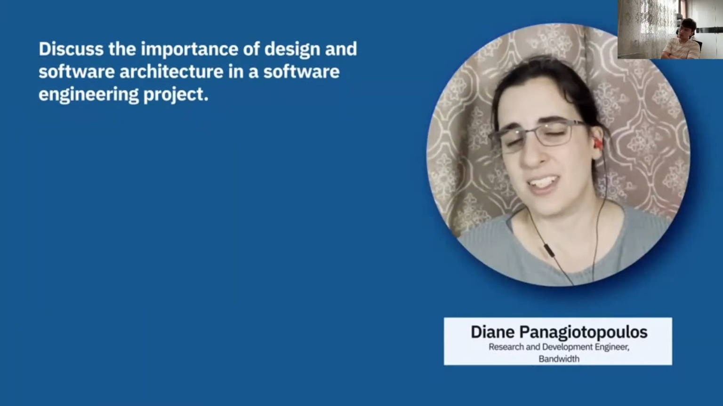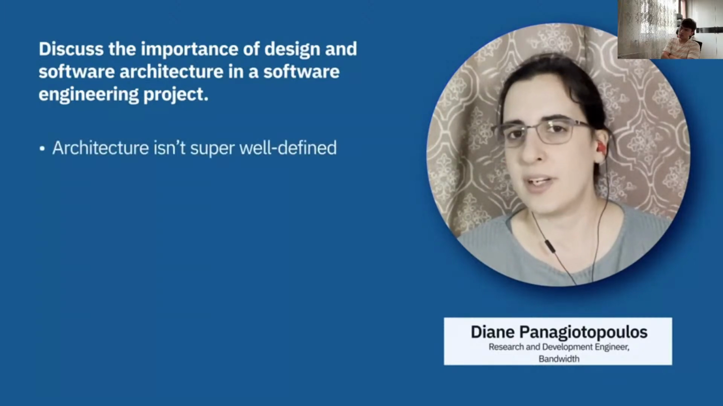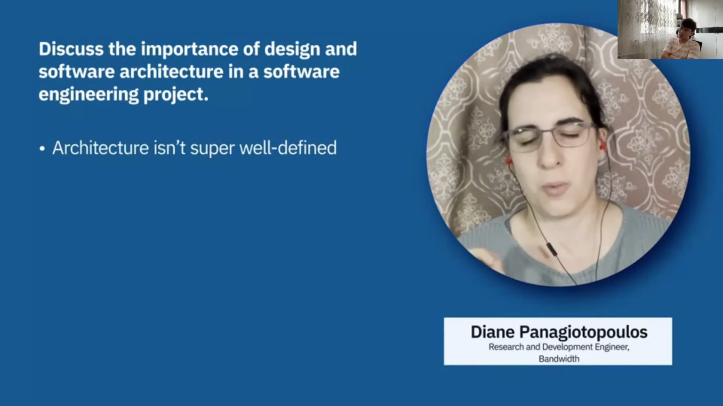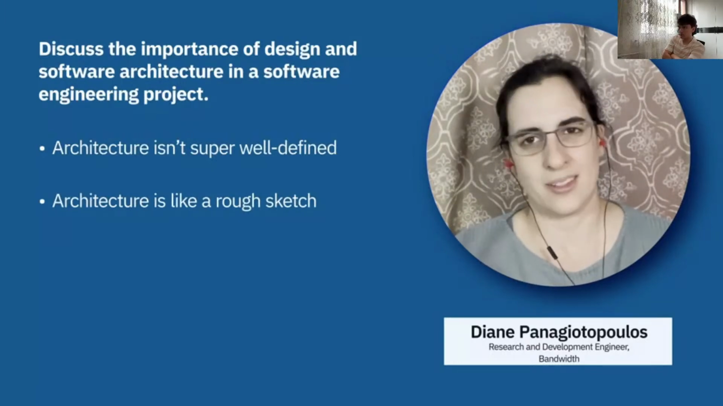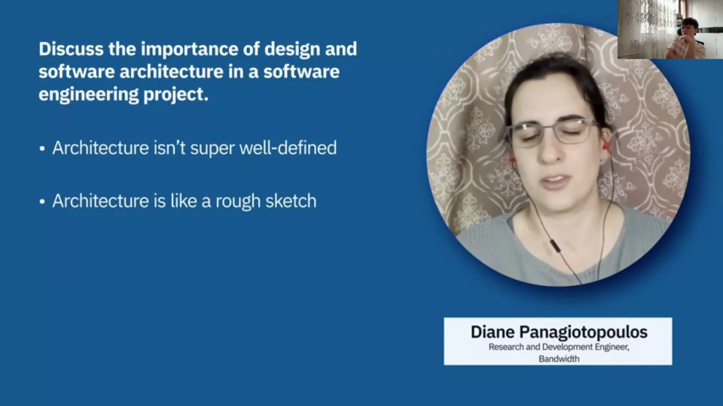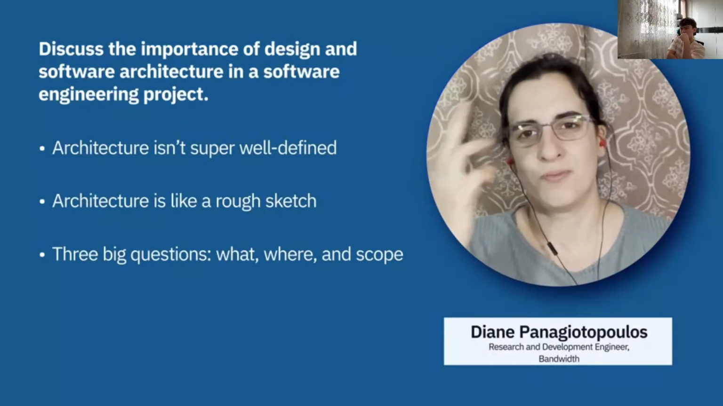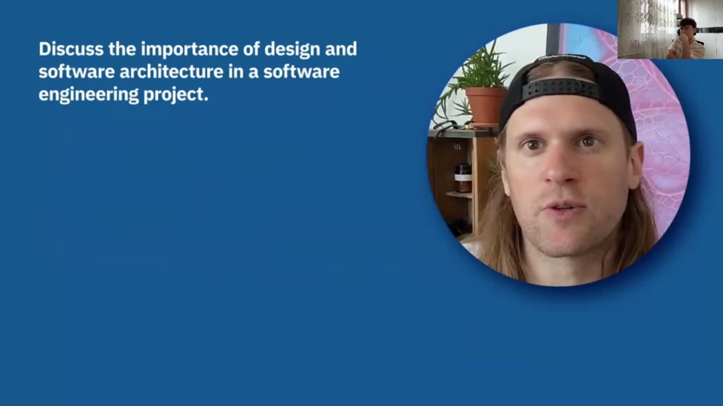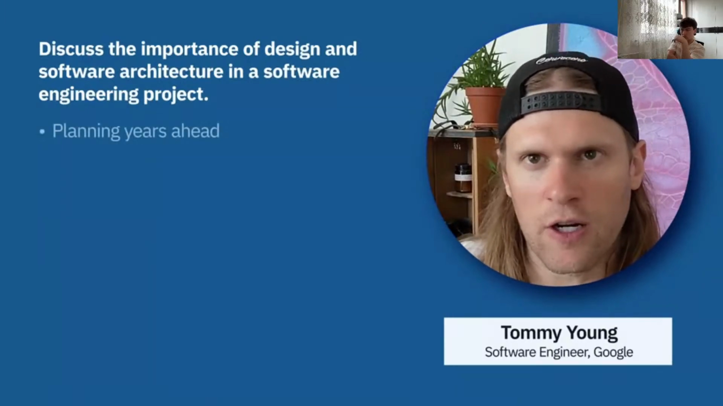So architecture is very important. It doesn't always have to be super well-defined, super strictly defined, but you need to have some idea of what things you need, roughly where they're going to live, and what they are responsible for. Those would probably be the three big questions to ask: what, where, and scope of them. So these sorts of concepts, you have to think about when you're designing or architecting a system.